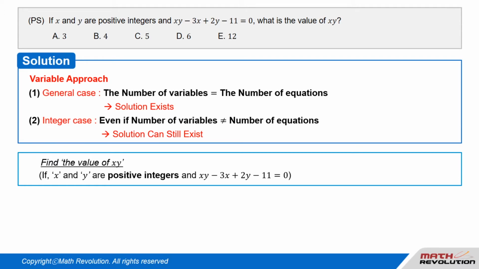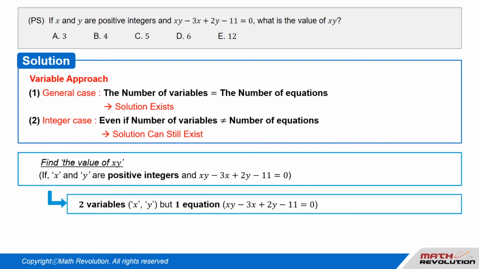If x and y are positive integers, and xy - 3x + 2y - 11 = 0. Now, the question gives us the equation xy - 3x + 2y - 11 = 0. The question gives us two variables, x and y, but one equation.